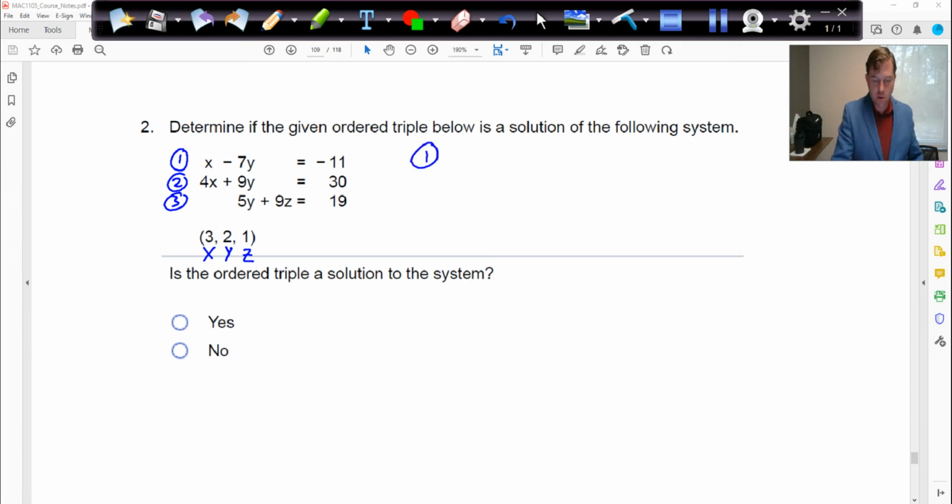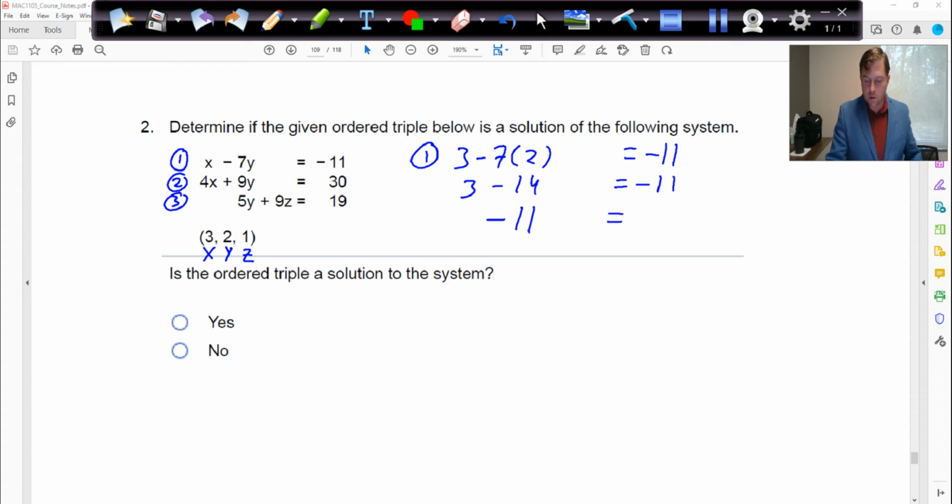So let's do equation 1. X is replaced with 3. Y is replaced with 2. And notice there is no z. That's fine. So it's missing a letter. That's not a problem. We just won't plug a number into that slot. So we'll get 3 minus 14. Does that equal minus 11? Yes. So 14 taken away from 3 is negative 11. So that checks. Equation 1 checks.